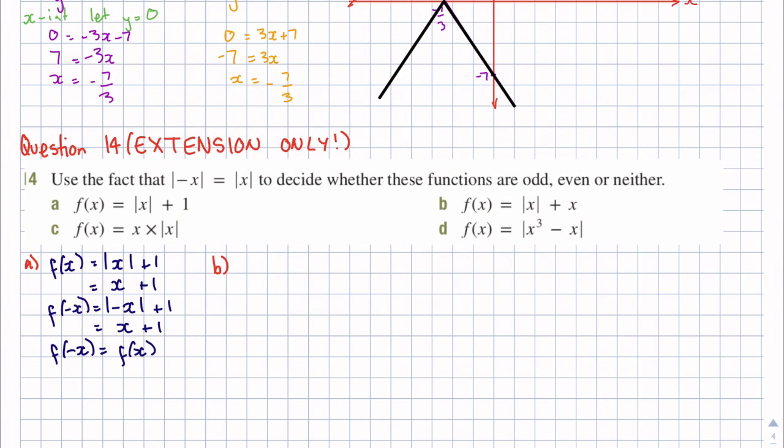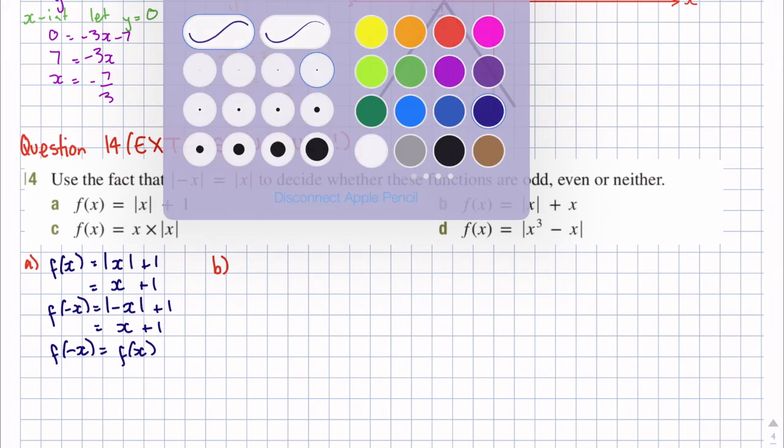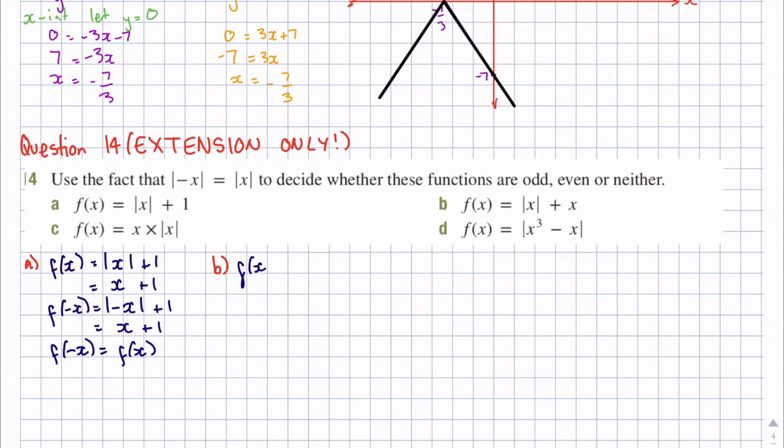Okay, for b, oh, this one's interesting. F of x equals the absolute value of x plus x. Now, if x is positive, then that's just x plus x equals 2x. If x is negative, then that's the absolute value of negative x plus negative x, which is, well, the absolute value of negative x is just x, take x, which is 0. So it doesn't equal f of x, it doesn't equal minus f of x, so it's neither.